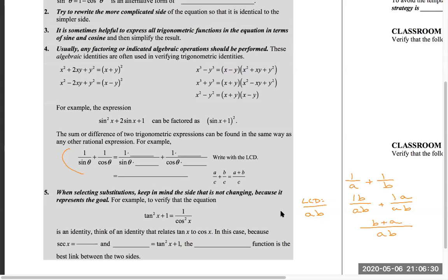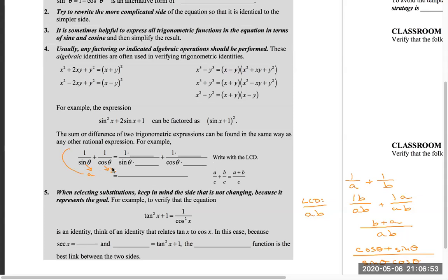Now in this case, A could be thought of as sine theta, and B can be thought of as cosine theta. So let's go plug that back in. That'd be cosine theta plus sine theta over sine theta cosine theta.